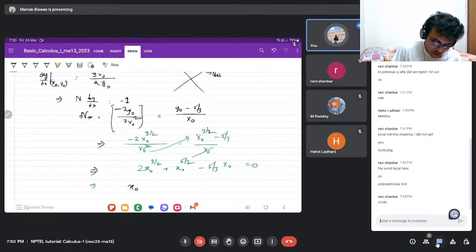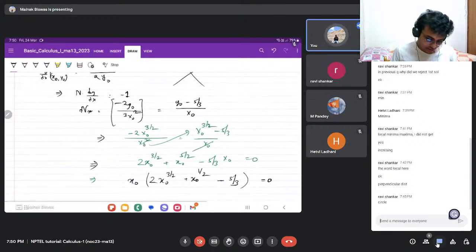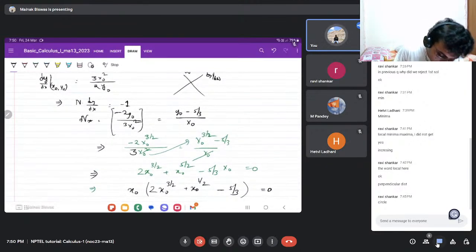So I take x naught common, I get 2 x naught to the power 3 by 2 plus x naught to the power half, minus 5 by 3. I think there is some problem here. So yeah, there's a 3 here. I forgot to write the 3. You did not tell me this time. There was a 3, right?